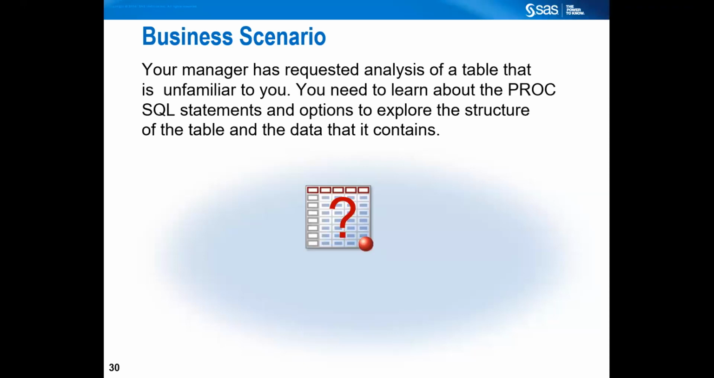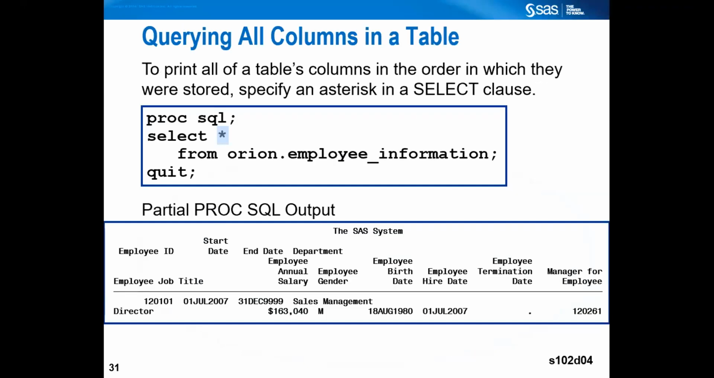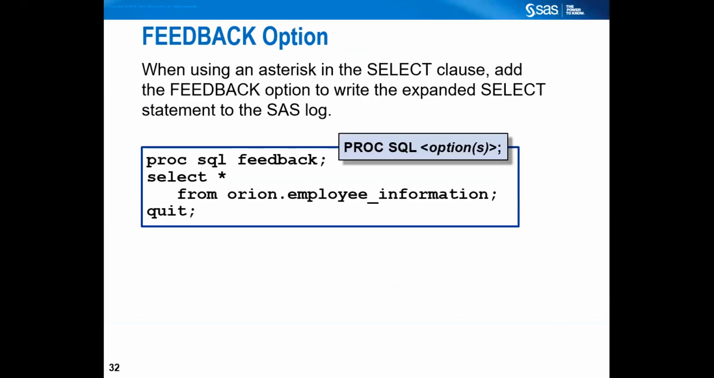You need to learn about PROC SQL statements and options to explore the structure of the table and the data it contains. So normally, if you are aware of basic queries, you simply write this type of query: PROC SQL, SELECT asterisk FROM a specific table. You see all the columns and rows being queried into your output. Correct? So asterisk is a sign that queries all the columns, and by default it queries all the rows in your output report. So this is a very simple query.